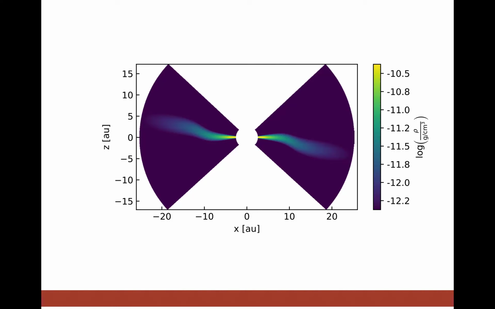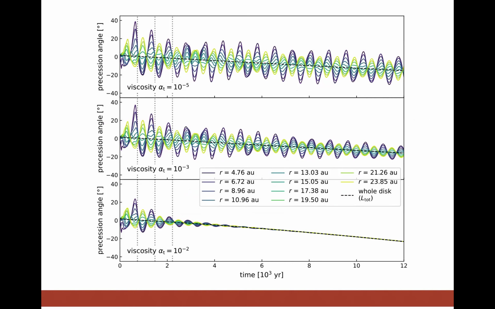And they do retrieve an inclination profile with time. That is what we expect. I'm not going to show it here because there's nothing surprising about it. What is surprising is that if you also look at the precession again, these are the precession profiles as a function of time, for two different viscosities, 10 to the minus 5, you can't see it from the zoom, 10 to the minus 3 and 10 to the minus 2. And the colors are different radii in the disk. Blue is the inner part of the disk, and yellowish, greenish is the outer part of the disk.